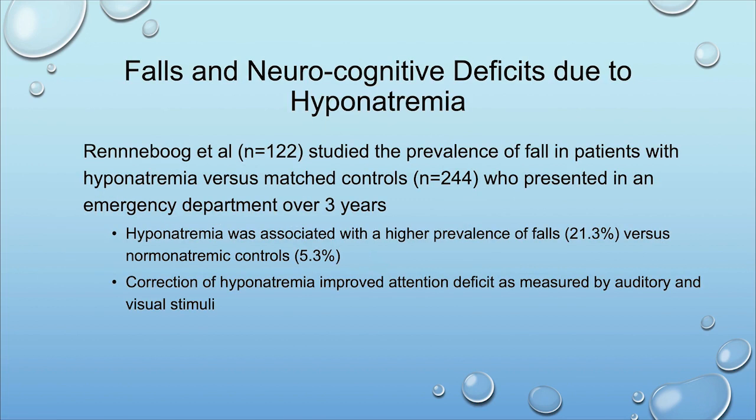Neurocognitive deficits and falls are very common in patients with hyponatremia, even sodiums between 130 and 135. In this study, we looked at 122 patients who had falls. Hyponatremia was much more common in the patients who had the falls versus a matched cohort. Hyponatremia was associated with 21% prevalence of falls versus 5.3% in the normal natremic patients. Correction of hyponatremia improved attention deficit as measured by auditory and visual stimuli.